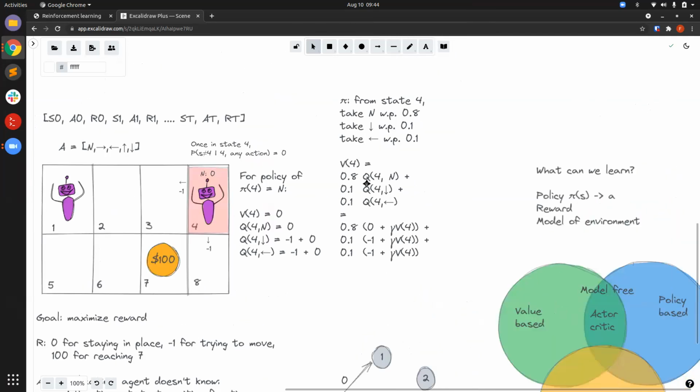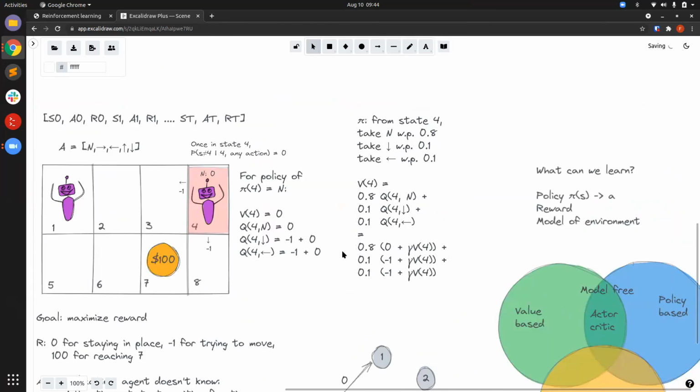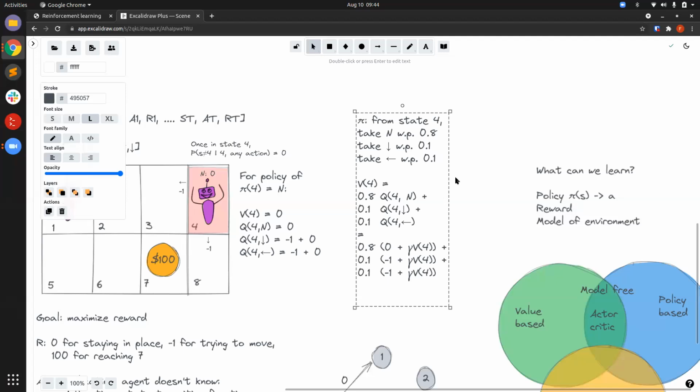So we can see that this is all very recursive, right? I'm trying to estimate the value of state 4. Well, I can say that the value of state 4 is the probability of some action in state 4 times the value of that action. But the value of that action is itself defined using the immediate reward plus some discounted version of the future value of the next state.